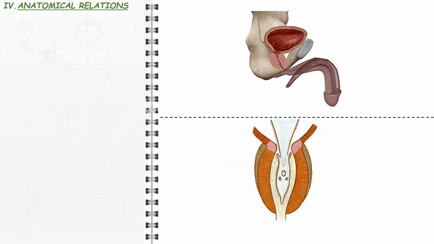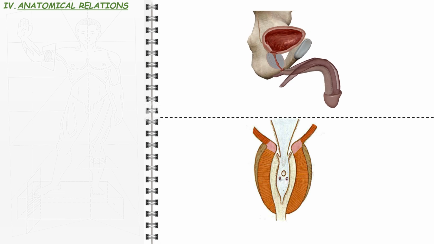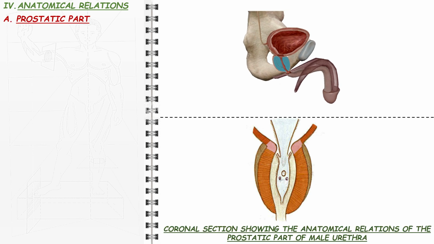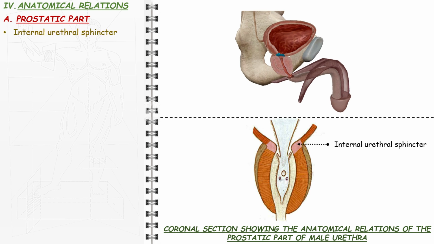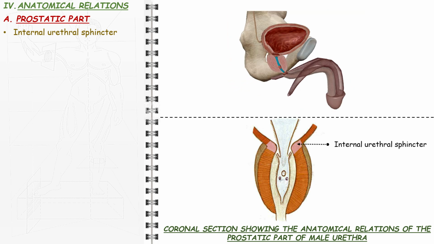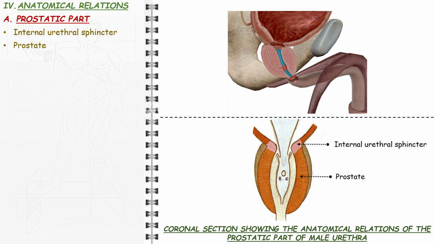The study of the anatomical relations requires, as does the study of the structure and the shape of the male urethra, dividing it into its three major parts. The prostatic part is circled at its origin by the internal urethral sphincter in the bladder neck, continuous with the prostatic stroma. The prostatic urethra is then surrounded by the prostate, continuous with its lamina propria.